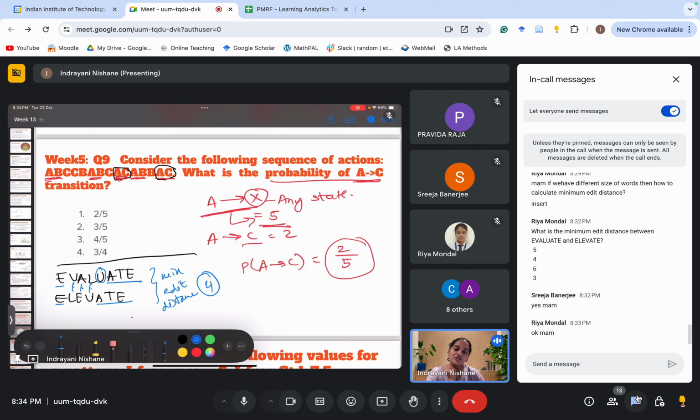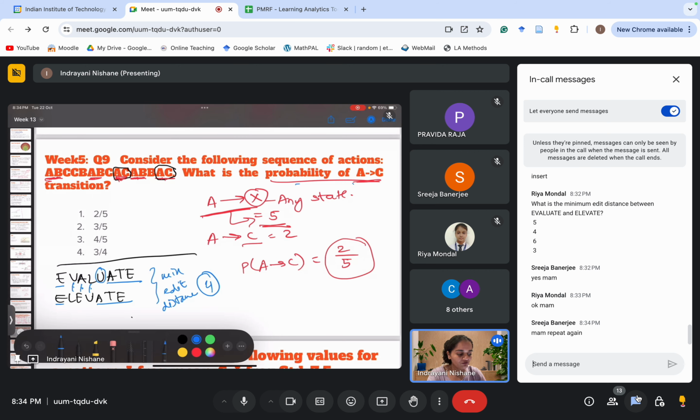So for Shrija, I will repeat this particular question. We are computing the probability of transition from A to C. How we compute it is: how many times the A to C transition has occurred, and how many times a transition from A to any state has occurred. So we counted how many times A to any state: 1, 2, 3, 4, 5. This is 5. And A to C has occurred 1 and 2, so 2. So this probability is 2 by 5. Very simple.